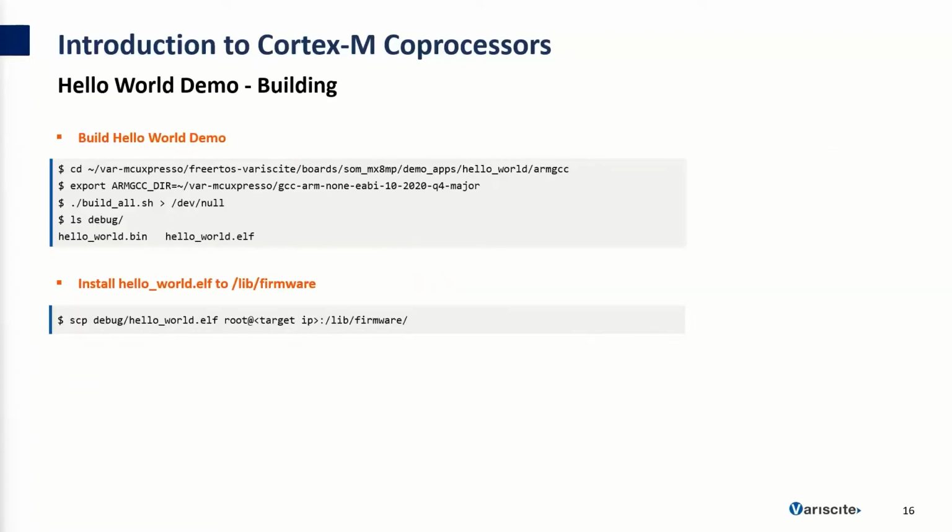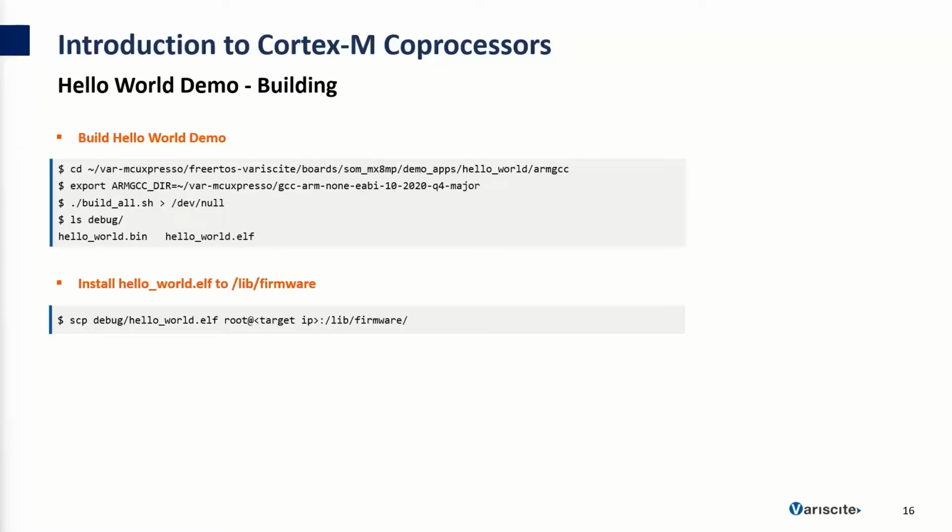The next step is to build the firmware. Later in the presentation, we'll set up Microsoft VS Code to build the firmware. But for now, let's build it from the command line using scripts that were provided by NXP and Variscite. To build the Hello World demo, we need to first change directory to the Hello World project for the Variscite MX8M+. Then we need to export an environment variable, ARMGCC_DIR, to tell the makefile where the compiler is. Then we need to run the build_all script. And after we do this, we'll see that hello_world.bin and hello_world.elf are generated.